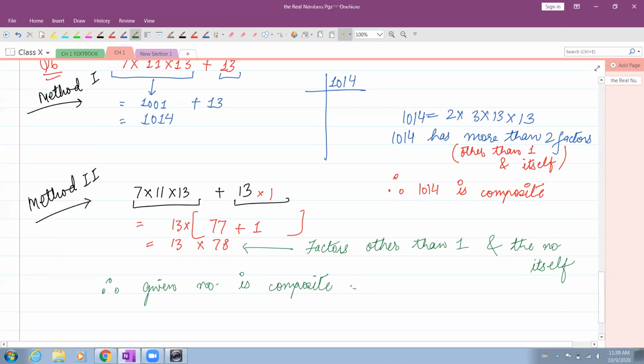Which one do you think is easier, the first one or the second one? Second one. First one. Okay. So we will have different choices of preference here. So you can do it any way.